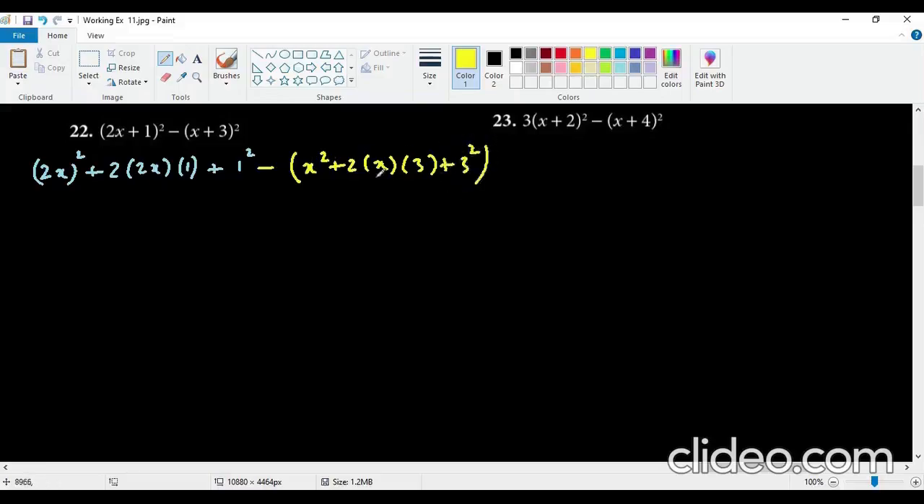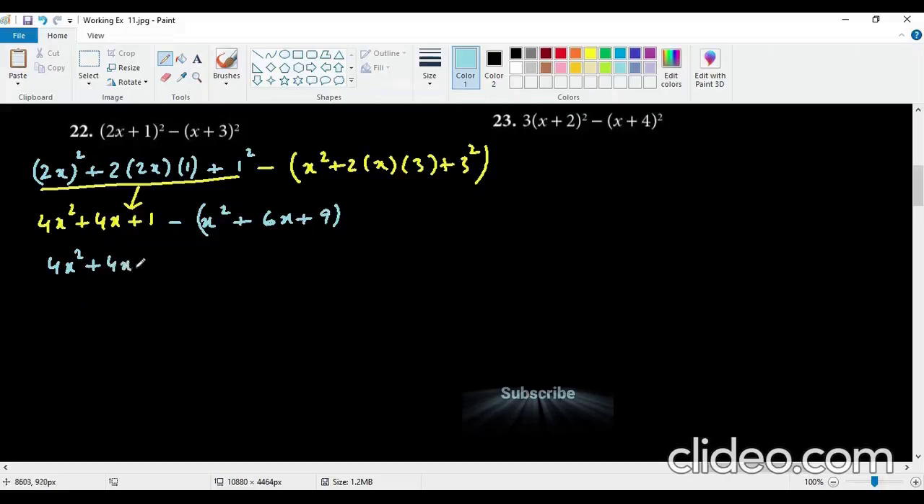So this is going to give me 4x square plus 4x and plus 1. First, this part is going to give you till here. This whole thing is going to be converted to this. Now comes the minus sign. This one I'm talking about. This minus sign is going to be here. Minus x square, and inside the bracket I should simplify this. 2 times 3 is a 6x and plus 9. Now I'm simplifying the bracket over here. Plus 4x plus 1 minus x square minus 6x and minus 9.